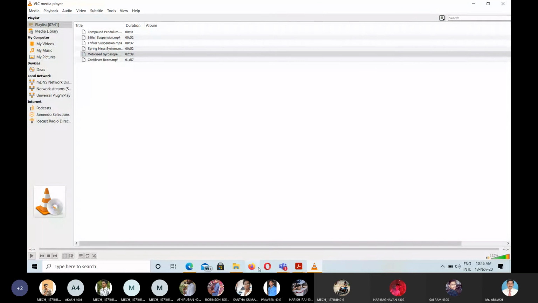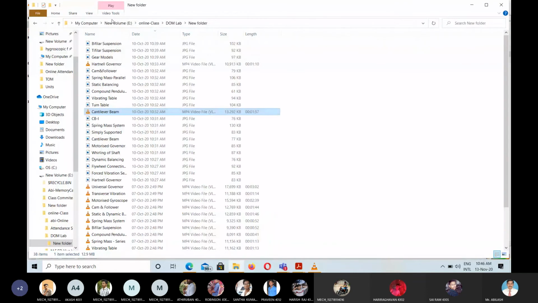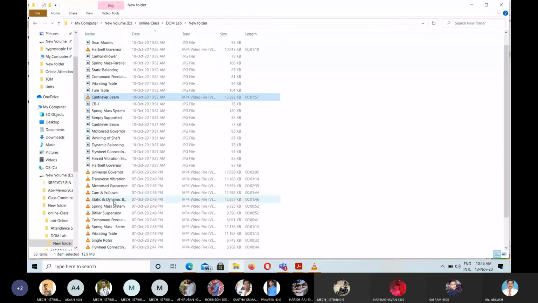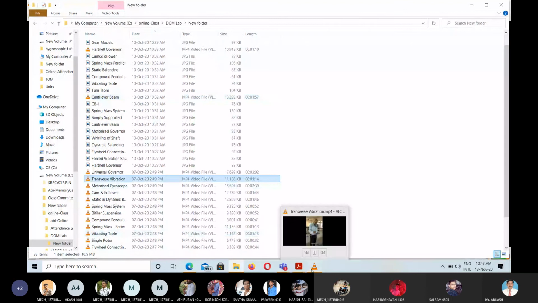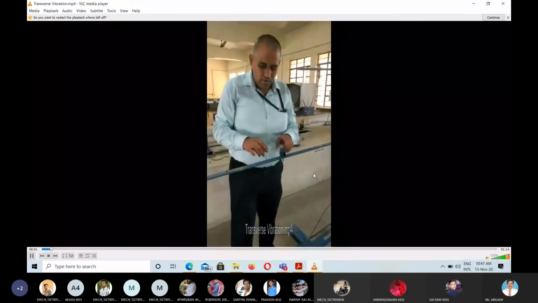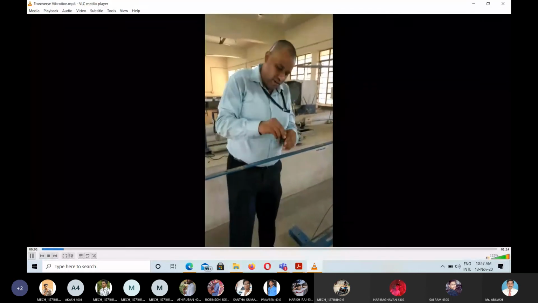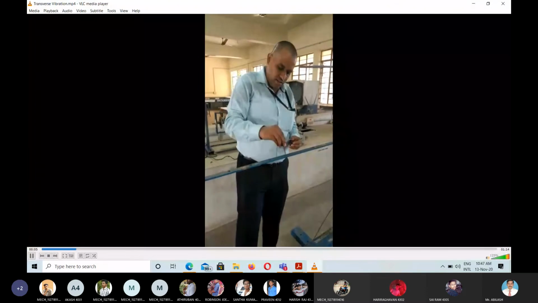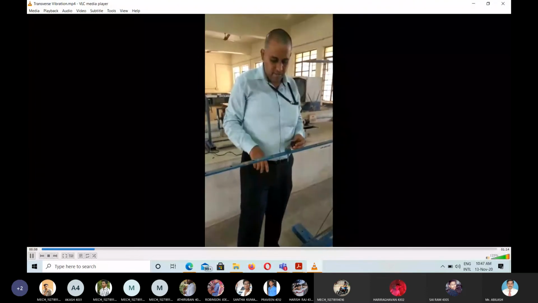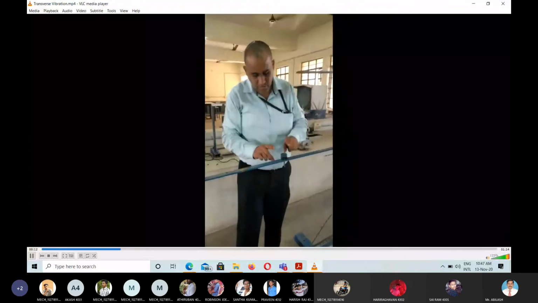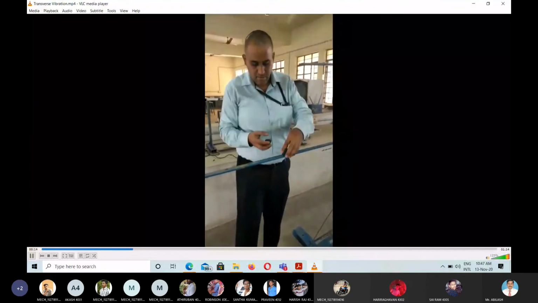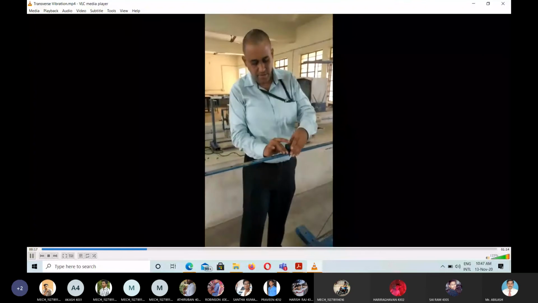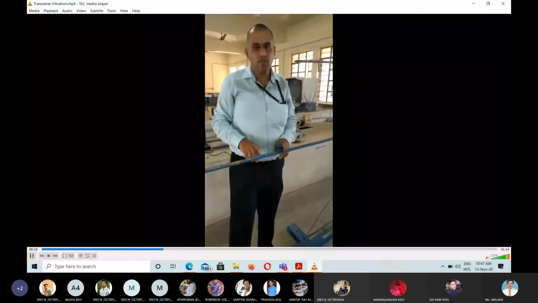Next, let me explain the simply supported beam. Transverse vibration for a simply supported or fixed beam. They are going to keep a load at the center. So first, initially you keep 100 grams and take the reading for 10 oscillations. Then you are going to increase the load. So this is the first step, load at the center. Then you increase and take the time taken for 10 oscillations. This is load at the center.